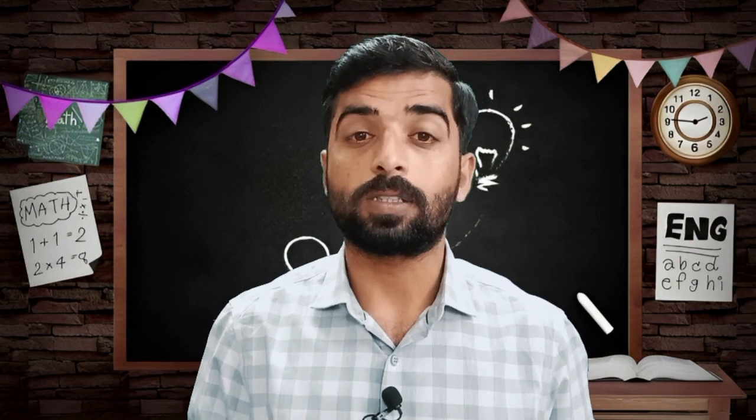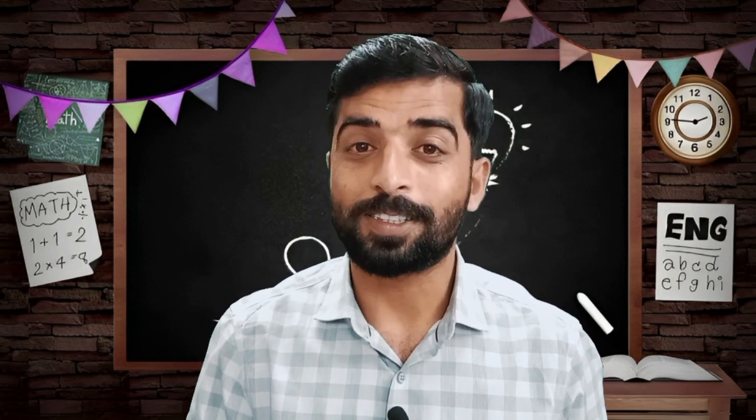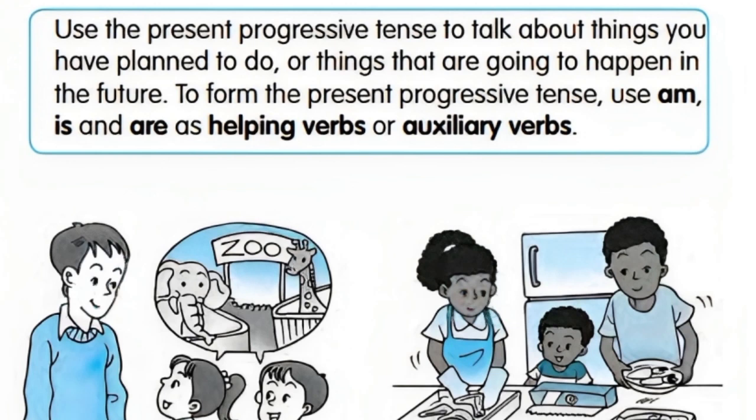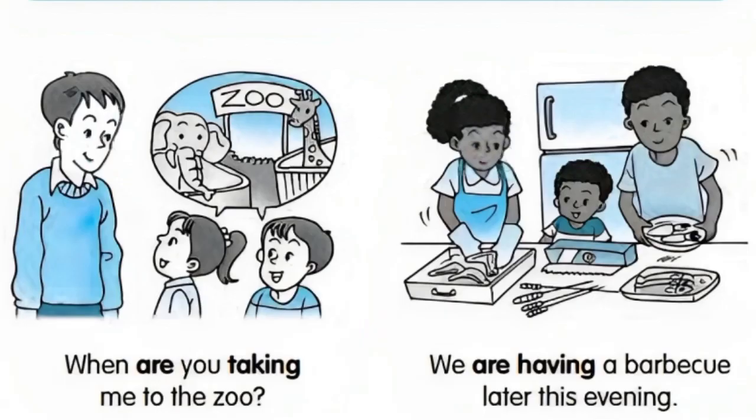You can use the present progressive tense to talk about the future. So let's discuss with the help of this written description. Use the present progressive tense to talk about things you have planned to do or things that are going to happen in the future. To form the present progressive tense, use am, is, and are as helping verbs or auxiliary verbs. Example: when are you taking me to the zoo? We are having a barbecue later this evening.